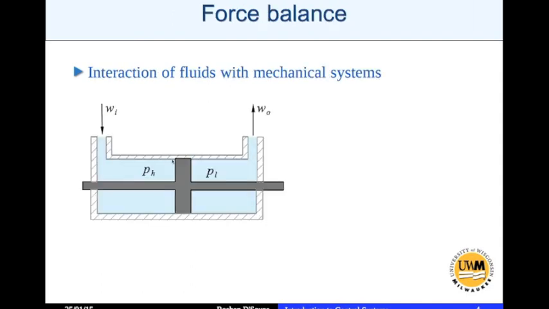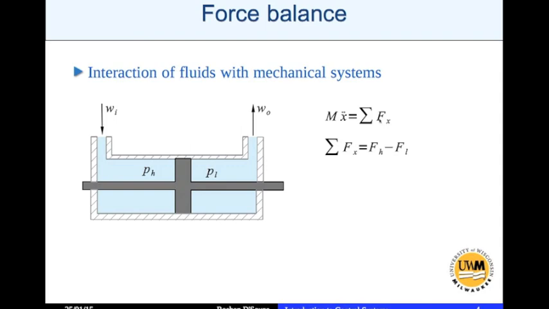Now let's look at force balance. In force balance, we're looking at the interaction of a fluid system with a mechanical system. Here we have a fluid cylinder with a piston. Wi is the inflow rate into the fluid cylinder, and W0 is the outflow rate from the fluid cylinder. The high pressure side and low pressure side. Due to the pressure here, there will be a force exerted on this face of the piston. Due to the pressure here, there will be a force exerted on this face of the piston. So this force is in the positive x direction, and this force here will be in the negative x direction. We can write the force balance for the piston mass. So m is the mass of the piston, m x double dot equals the sum of all forces in the x direction.